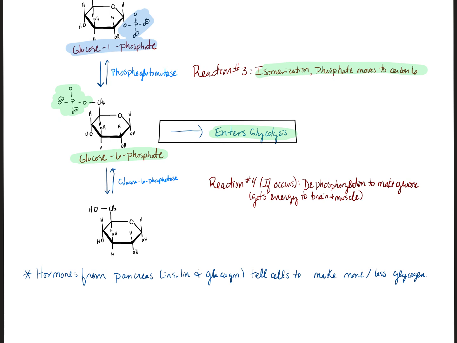Now, if you have a reaction number 4 occur, this can happen through glucose 6-phosphatase. Here we would have a dephosphorylation to make glucose, and that can sometimes happen. But hormones from the pancreas, like insulin and glucagon, can tell cells to make more or less glycogen. So you could actually even make this guy back to the thing that we started with, which is glucose.